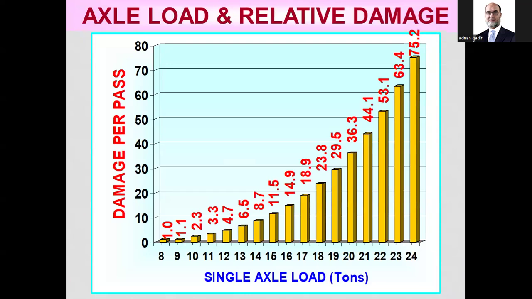So as you can see in this bar chart, if you have 8 tons, the damage is 1, and if you have 24 tons, the damage is 75 times more. One pass will create 75 times more damage than a single pass of 8 ton. One pass of a 20-ton single axle load will create 36.3 times more damage than 8.2 tons. This is how you can read this graph.